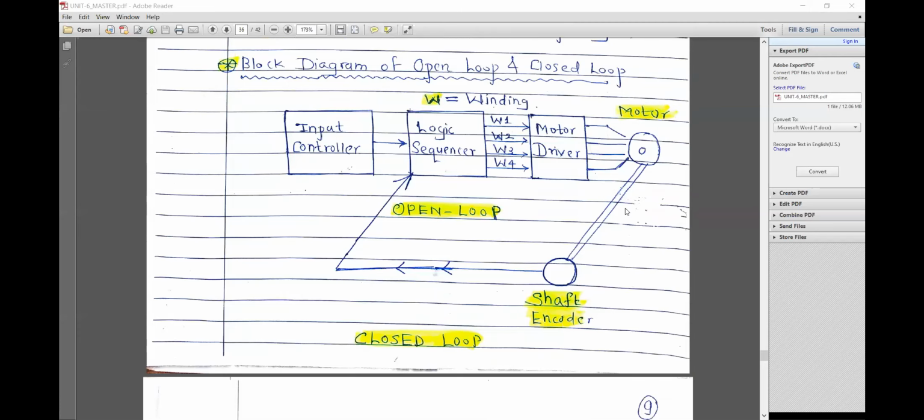Yeah. So in an open loop system, this shaft encoder is not there. In open loop system, the microcontroller generates digital outputs. They are put in a correct sequence by the logic sequencer. The logic sequencer's outputs are current boosted by the motor driver, and the stepper motor will operate in the desired direction. In a closed loop system, we have a shaft encoder. The shaft encoder is actually a digital sensor, and it will sense the position of the stepper motor, and it will generate error codes in terms of zeros and ones. Is it clear?